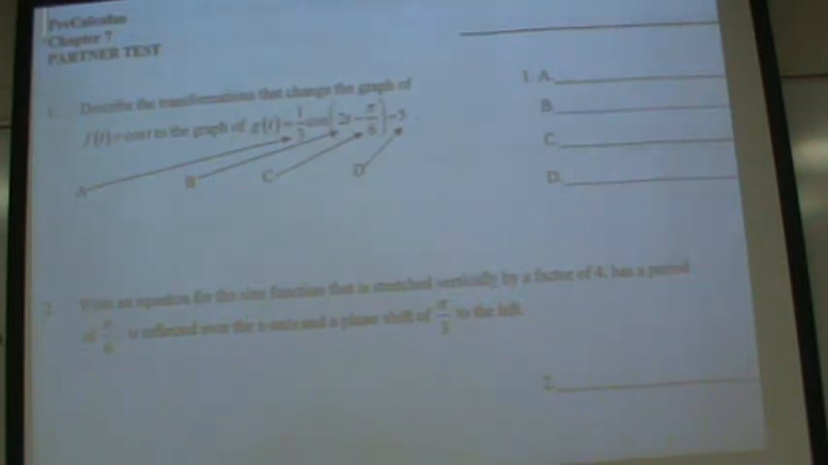Alright, this is PreCalc Chapter 7. This is the partner test. Number 1 wants you to describe the transformations that change the graph of f of t equals cosine t to the given graph that's shown here.